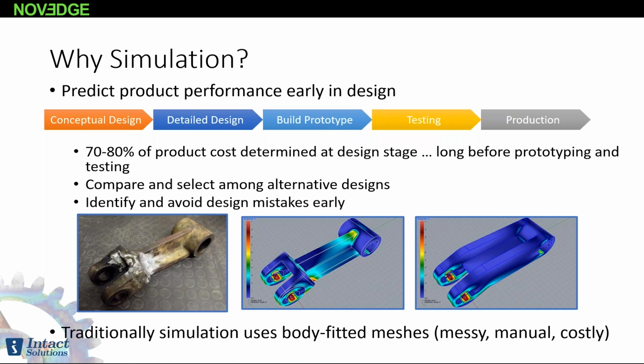It's around 60 to 70% of the simulation process that is actually data preparation to be able to create a mesh, removing fillets, removing errors in the geometry, things like that. With Intact.Simulation, all of those problems go away.